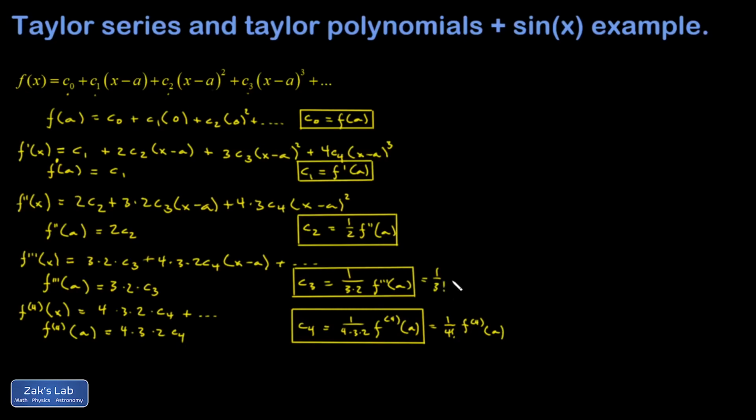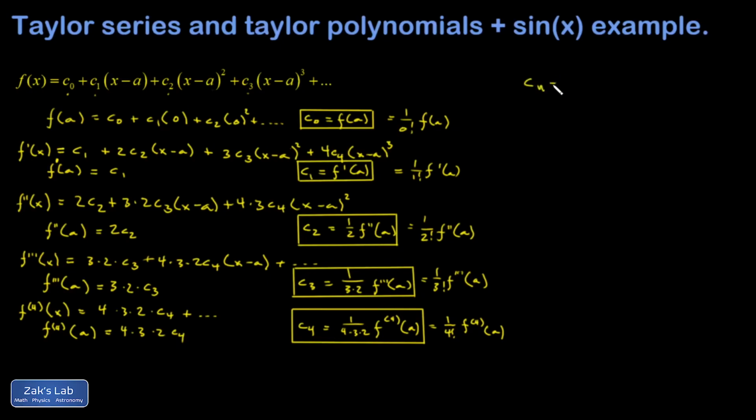c3, 1 over 3 factorial, third derivative evaluated at a. C2, well, 2 is the same as 2 factorial, so I can extend the pattern back. 1 is the same as 1 factorial, so it works for c1 as well. Take the first derivative and evaluate at a. And then c0, 1 over 0 factorial. Well, 0 factorial is 1, so this works too. And I'm sort of saying that computing f of a is like having a 0th derivative.